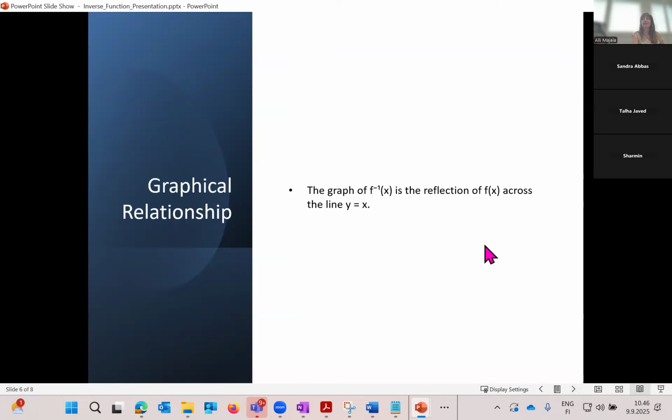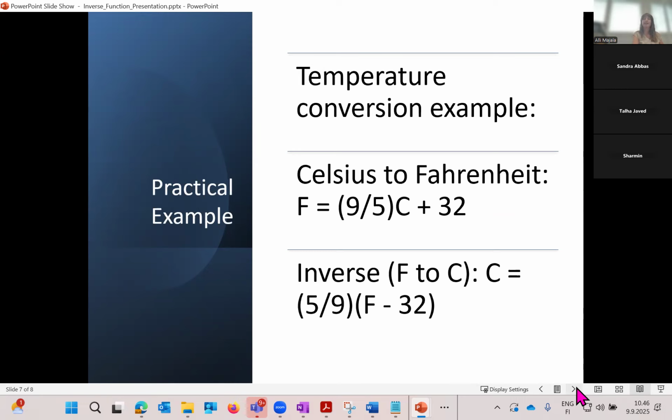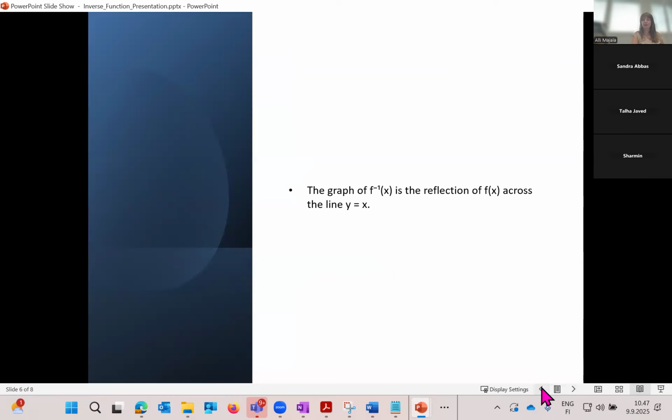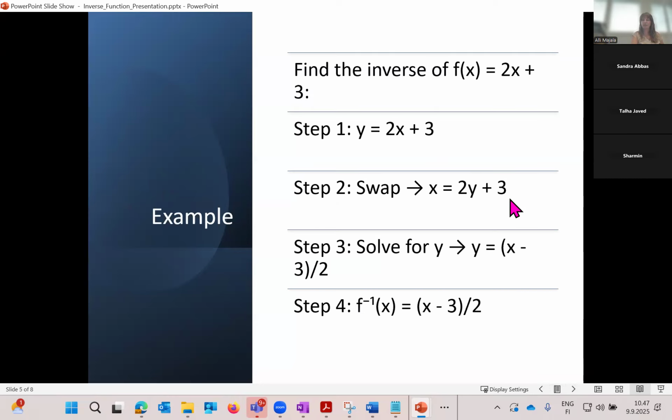The graph is a reflection of f(x) across the line y is x. We can even try that. And here is the temperature conversion, Celsius to Fahrenheit, and the inverse is also Fahrenheit to Celsius. Yes. Maybe I'll draw these two with the GeoGebra, for example.